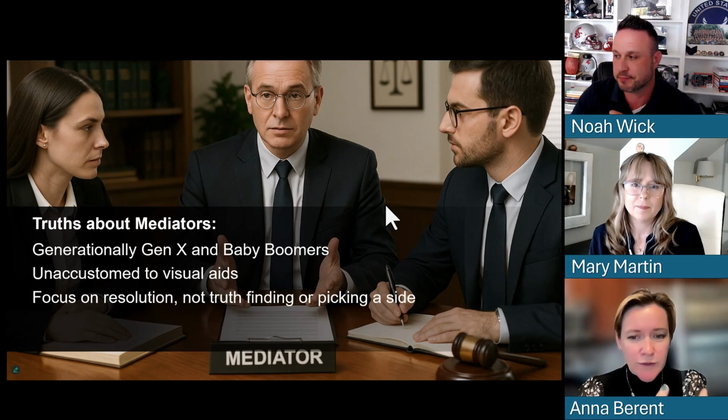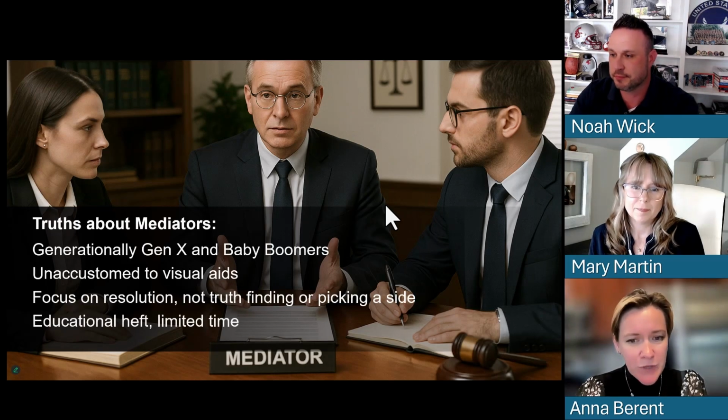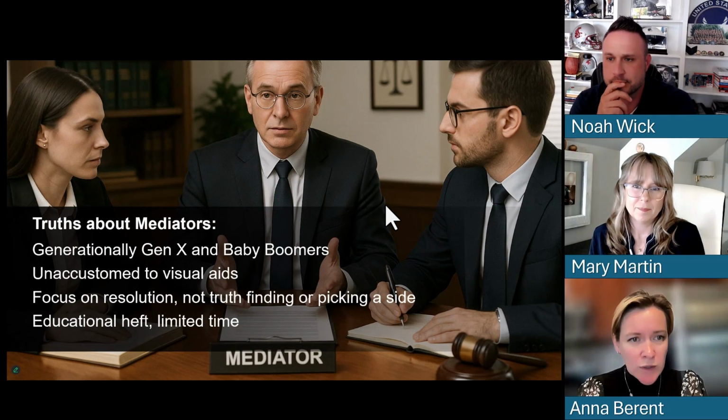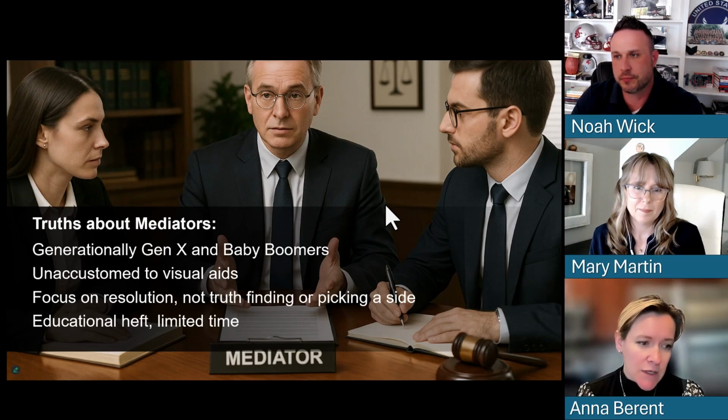I totally agree. I think this old adage or idiom, a picture's worth 1,000 words, cannot be truer in this context, especially when you have so many generations serving in our jury pools. But the mediators have a slightly different role. Generally, they're not fact finders. They're instead very much focused on trying to resolve cases.